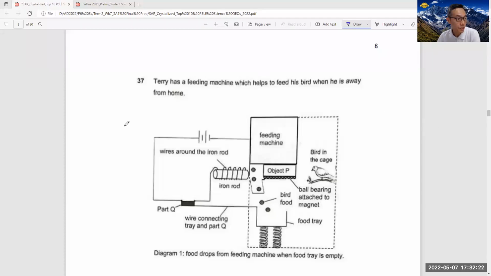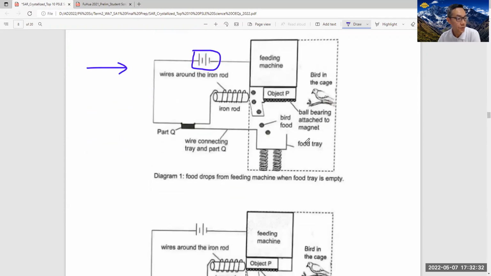Okay, let's look at this question. This is an auto bird feeder. Notice there are two batteries here, and there's an iron rod, and the food tray. Now the food tray is empty. You can see that the food is being dropped down when it's empty.